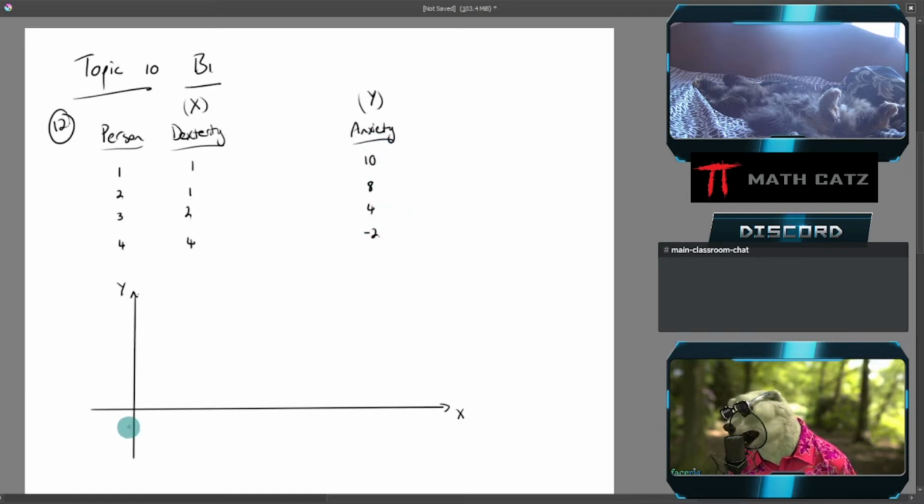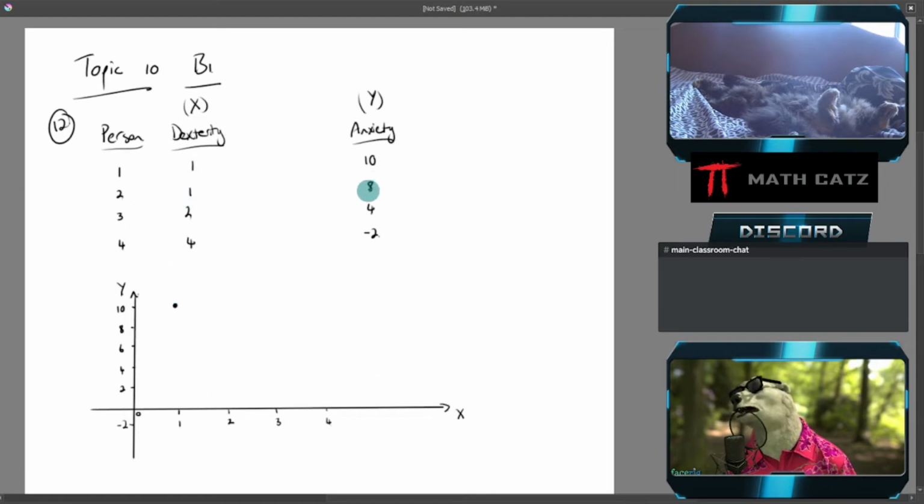So I'll mark off looking at our Y values here, our scores. They go down to -2 and then up to 10. So let's make 10 the top here. So we'll break it up into, let's say, not too many, but 2, 4, 6, and 8. This, of course, is 0 for both. And then if I look at the X scores, they only go 1 to 4. So I'll make that a little wider because I have space there. The scale does not have to be the same, of course, like so. So our first data point, dexterity 1, anxiety 10, that sits up here.